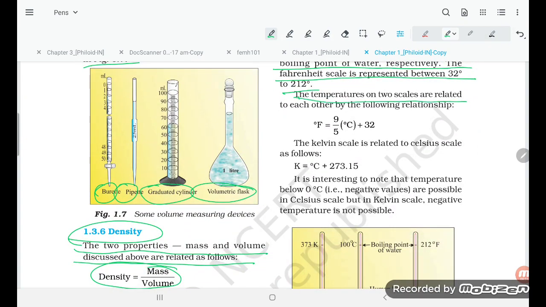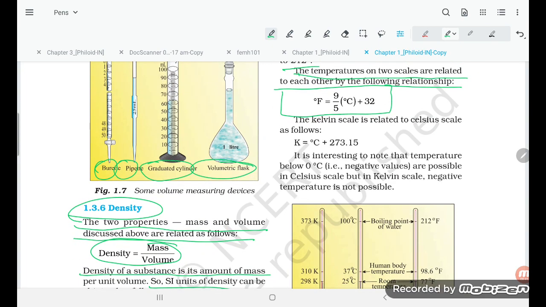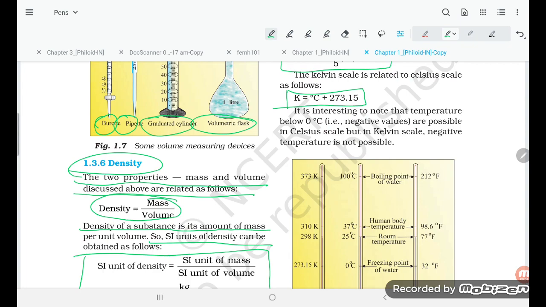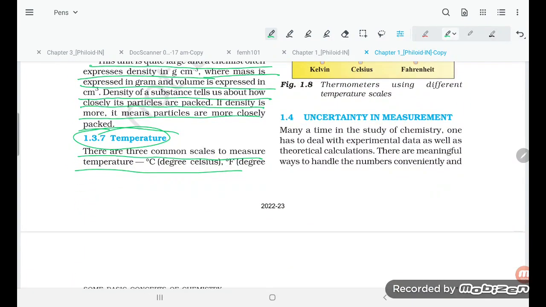The temperatures on the scales are related to each other by the following. Fahrenheit is equal to 9 by 5 degrees Celsius plus 32. And the Kelvin scale is related as Kelvin is equal to degree Celsius plus 273.15. It is interesting to note that temperature below 0 degree, a negative value, is possible in the Celsius scale, but at the Kelvin scale negative temperature is not possible.